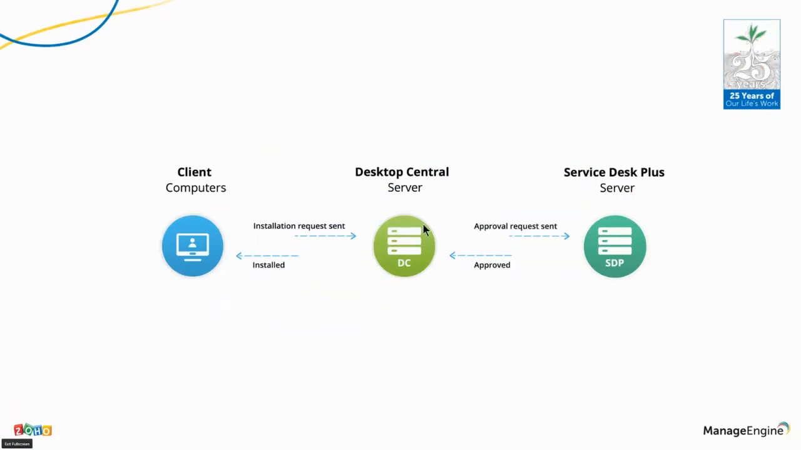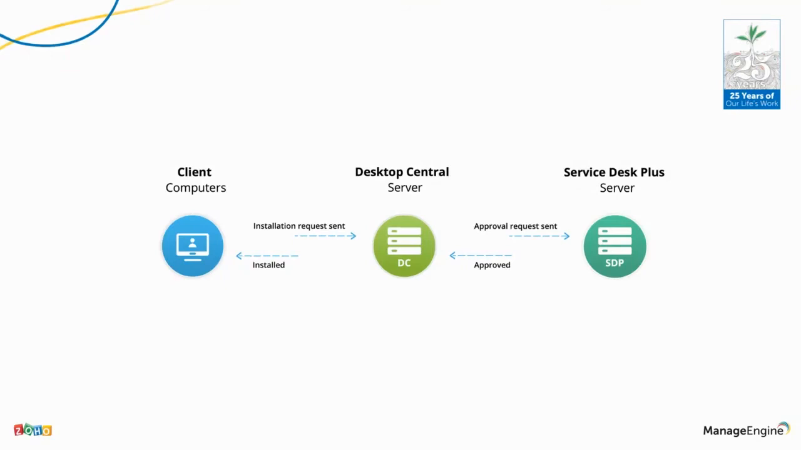Installation request comes to Desktop Central server, and then it's placed on the ServiceDesk Plus. Once it's approved, it comes back to the Desktop Central server. Then Desktop Central server initiates a command to get this application installed, right? That's the second use. So installing applications, remote management of your end users.